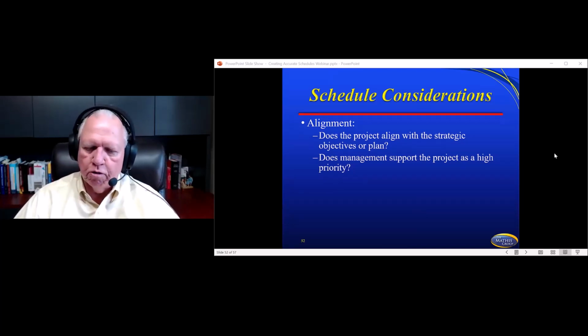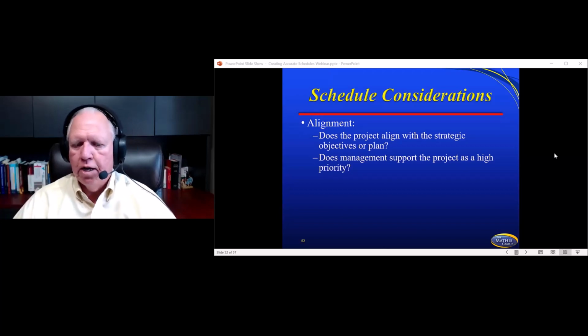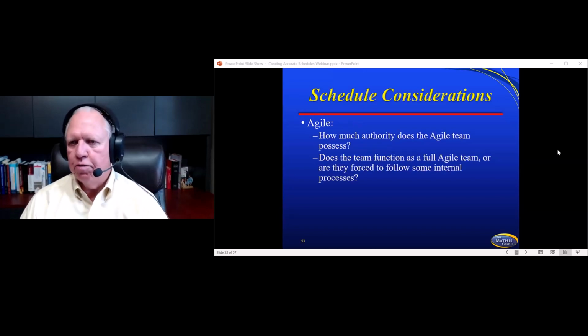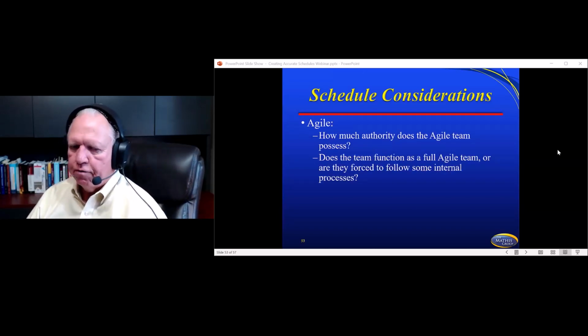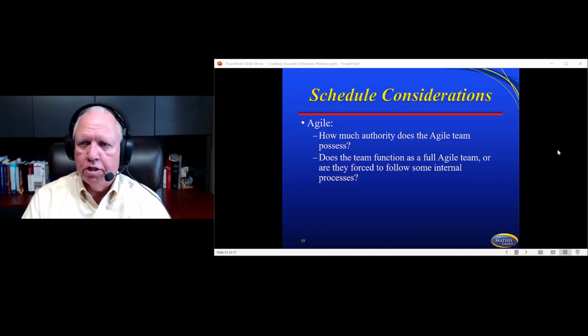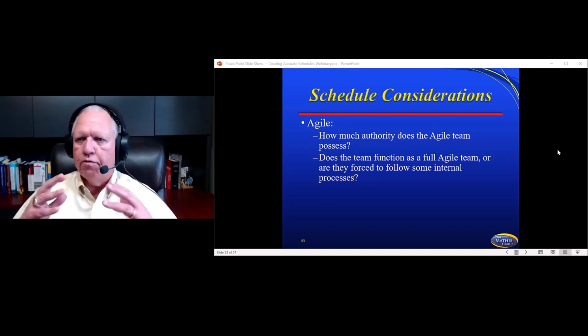Does management support the project at a real high level? Or is this just another one of those work efforts that will eventually be trumped by another work effort, which could be there? On the agile side for scheduling, how much authority does the agile team possess? Does the team function as a full agile team, or are they forced to allow some internal processes and have to dictate, more like a hybrid situation?